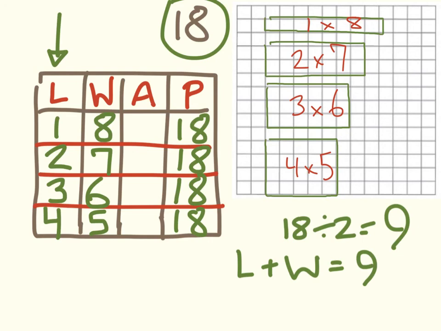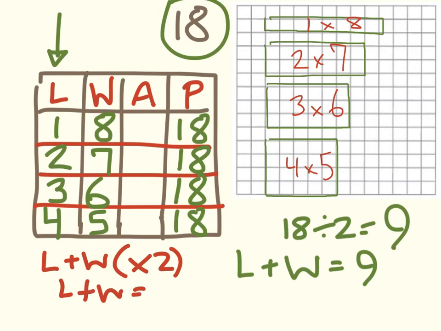Alright, so that's how we find the perimeter. Remember, this is really important. To find the perimeter, you have to go length plus width times 2. But if you're given the perimeter number, if someone says the perimeter is 18, then what you do is you cut that in half, so half of 18 is 9, and then you want your length plus your width to equal half of the perimeter number.